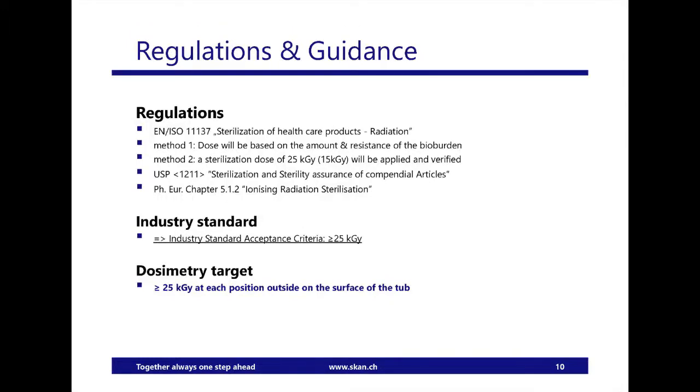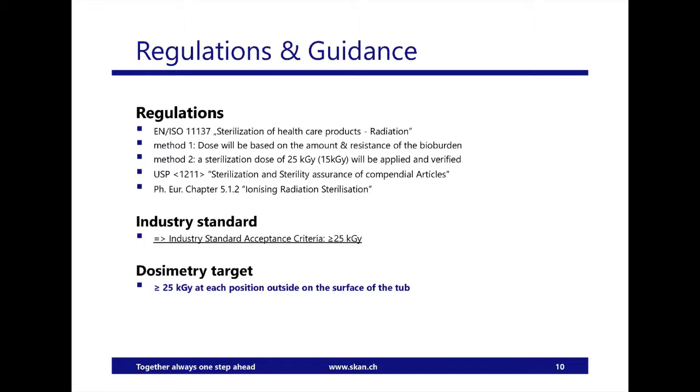First of all, there are a couple of regulations behind. Important for us is we need to reach a dosimetry of 25 kilogray, a dose of 25 kilogray on the outside of the tub. These 25 kilogray are actually a 12-log reduction of Bacillus pumilus, which is mentioned here in the regulations. This is an industry standard, and it needs to be reached on every position on the outside of the tub. So what is an emitter like, which emits these electrons?